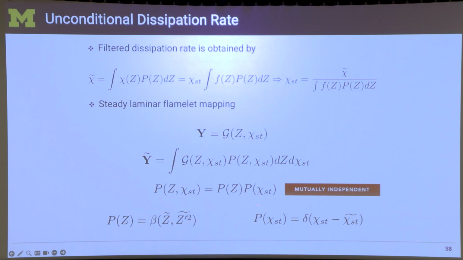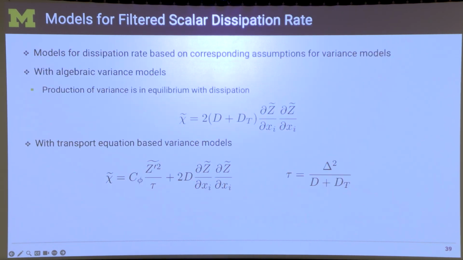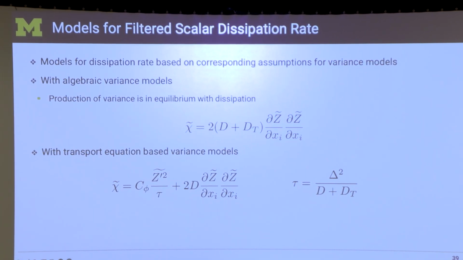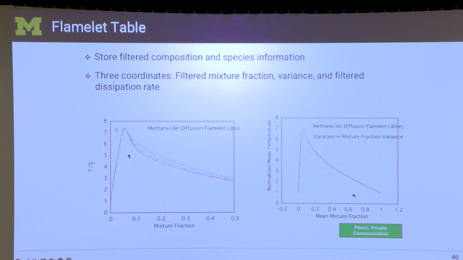So you have to make some assumptions about how you model the PDF. You write them as mutually independent, model the mixture fraction PDF using the beta function, with mean value and scalar variance, and the dissipation rate using a delta function. So these details are not that significant for our discussion. Okay, and this gives you some models for how you will describe dissipation rates itself.